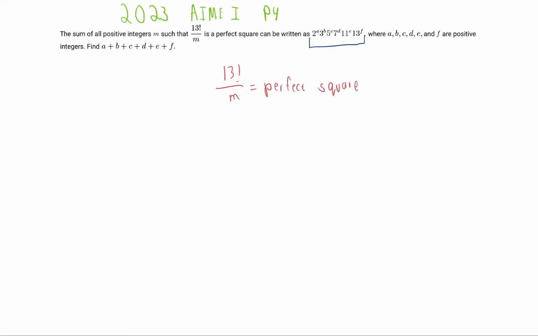So in this problem, we're going to solve a 2023 AIME I problem 4. The sum of all positive integers m such that 13 factorial over m is a perfect square can be written as 2 to the a, 3 to the b, 5 to the c, 7 to the d, 11 to the e, 13 to the f, where a, b, c, d, e, and f are positive integers. Find a plus b plus c plus d plus e plus f.